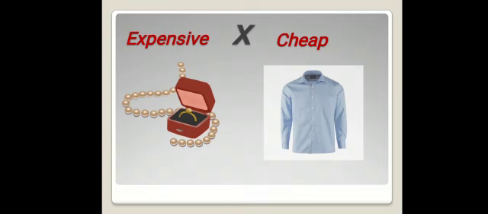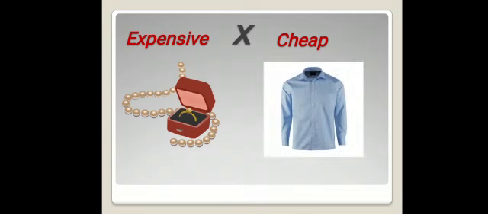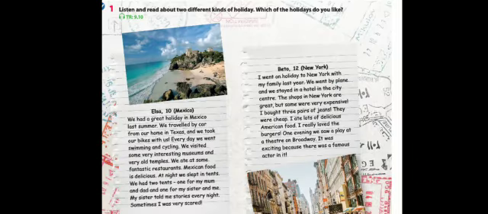So cheap, for example, this t-shirt or this shirt, is cheap. You will not pay a lot of money to take it. But this necklace and this ring, you will pay a lot of money to take it. So expensive. Let's continue. Now I need you to go to your student book, page 92.